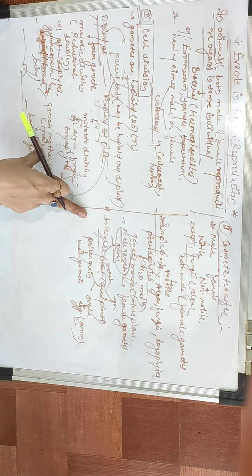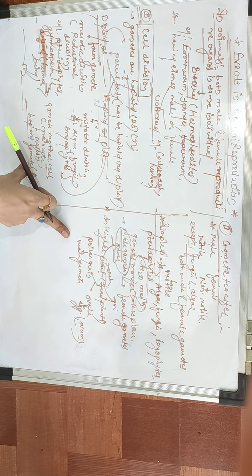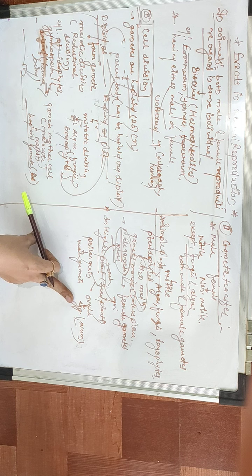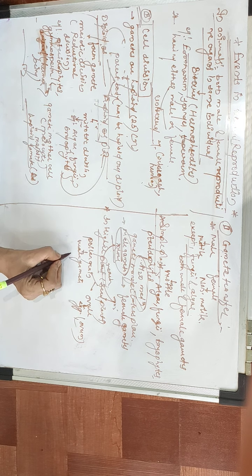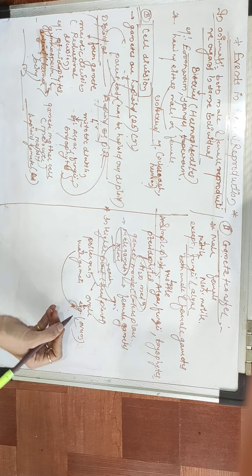Now we are talking about the higher plant. In higher plants, what will happen? Pollen grains are there, right? They produce a male gamete, and ovules are there. They produce an egg that is called the ovum. Now this male gamete is transferred to the female, and then further processes occur.